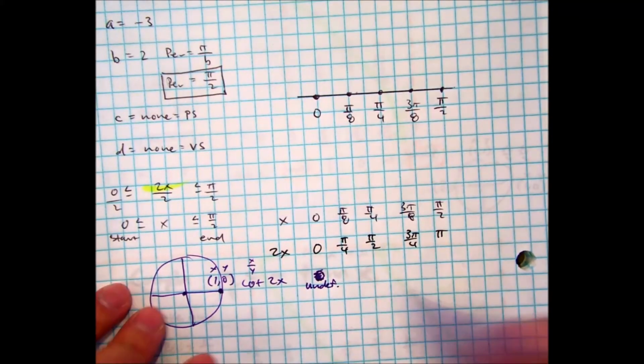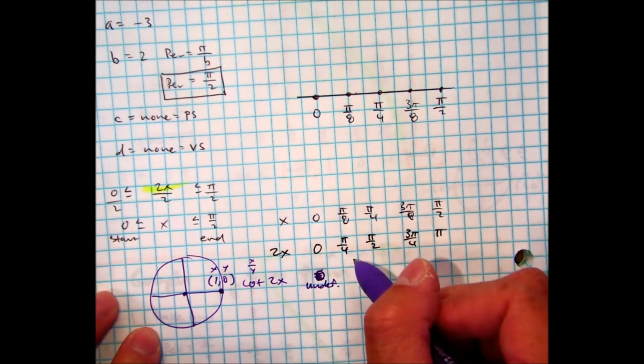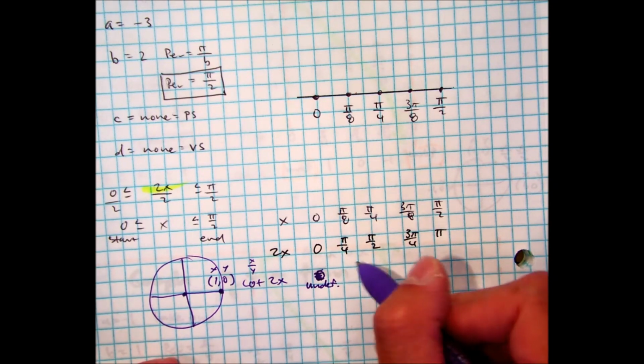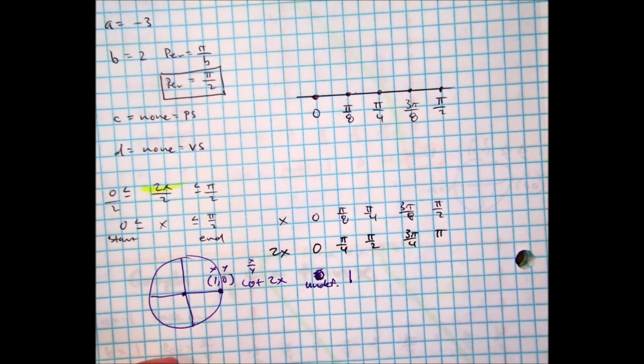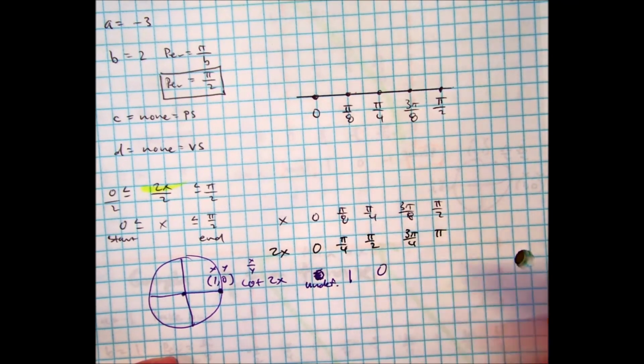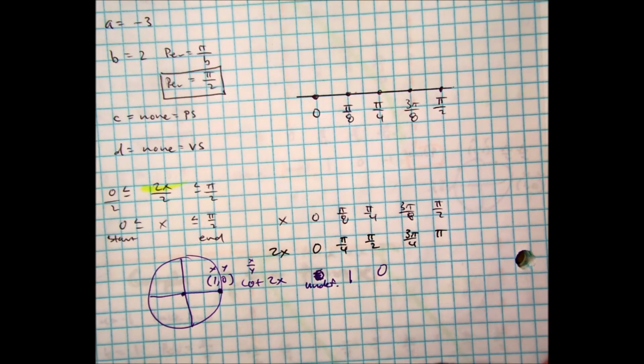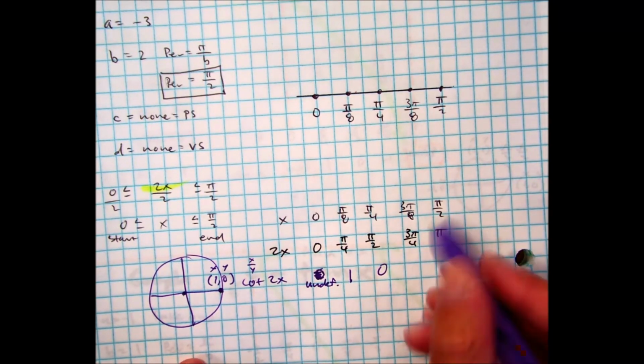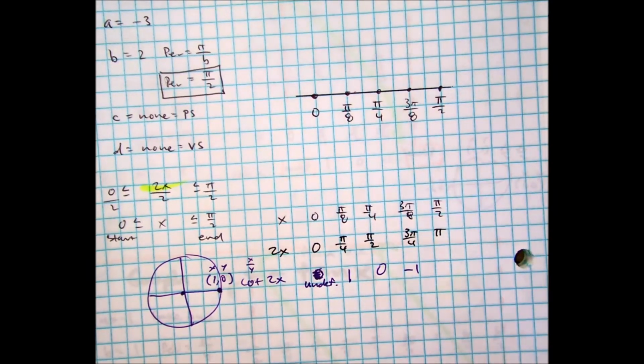Then now, cotangent at pi over 4. Louis, cotangent at pi over 2. Brittany, cotangent at 3 pi over 4. Negative 1. And cotangent at pi. Greta.